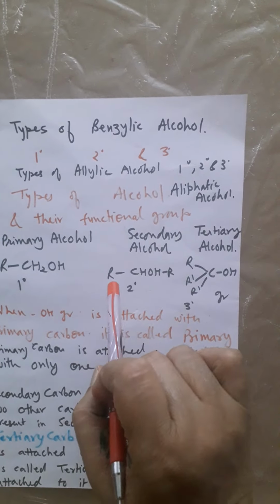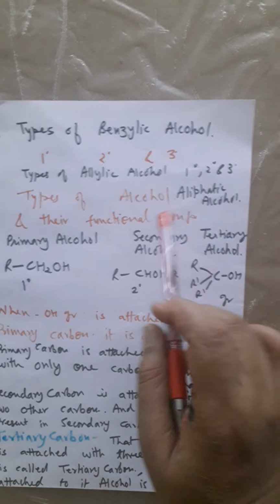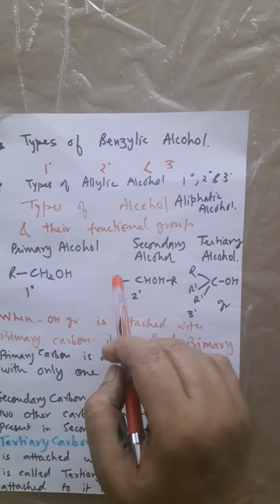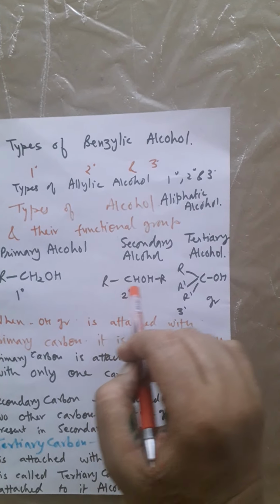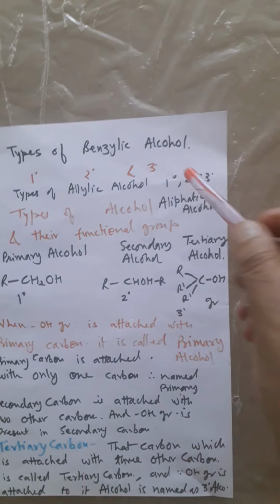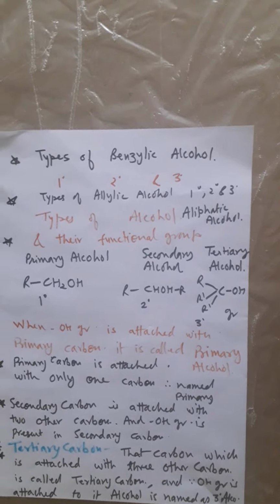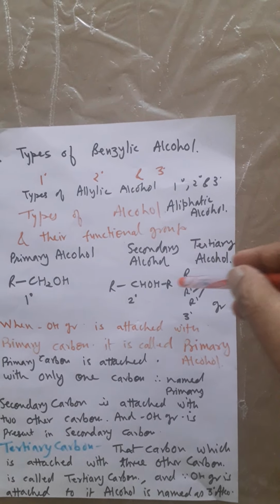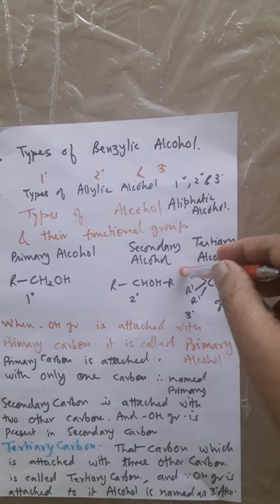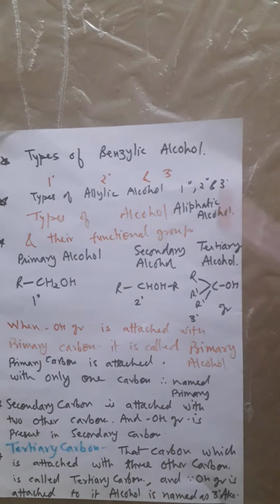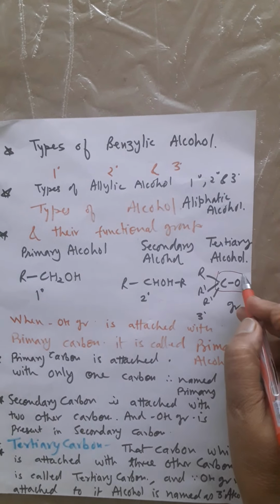Then secondary alcohol, RCHOH R. This R can be anything. As we discussed, it can be an aryl group, or it can be an allylic group, a C double bond C can also be there. So accordingly we name it benzylic alcohol, allylic alcohol, or normal alcohol, like ethanol, butan-2-ol, butan-1-ol, like that. And tertiary alcohol has three R groups, same or different, with only the COH grouping, and the rest are R. Clear? Now we'll go further.